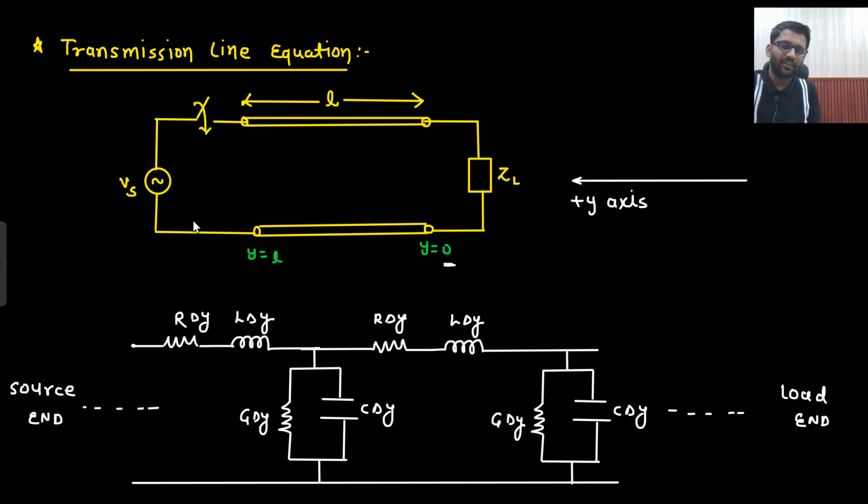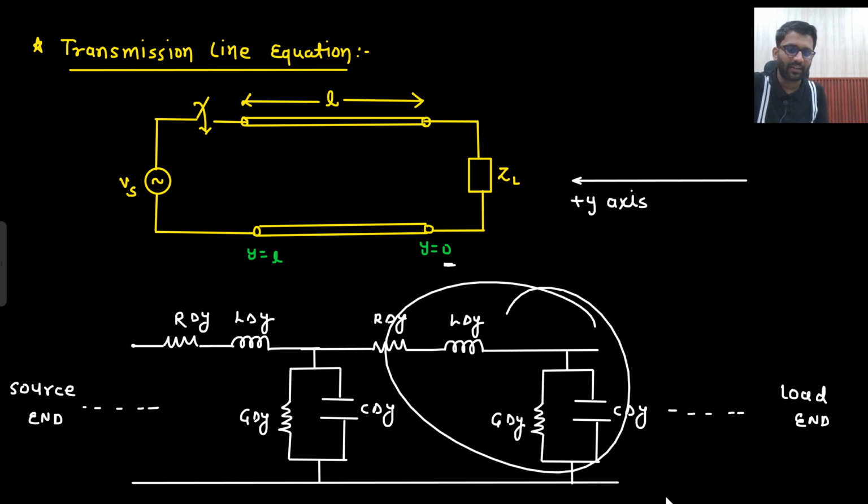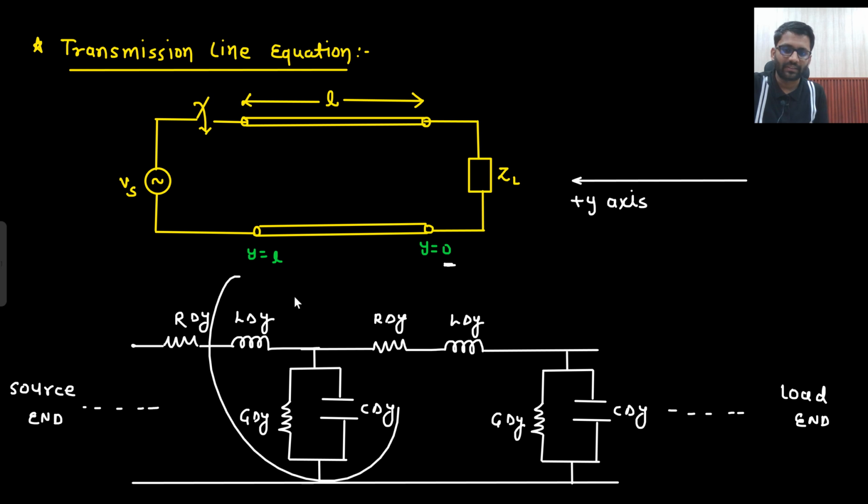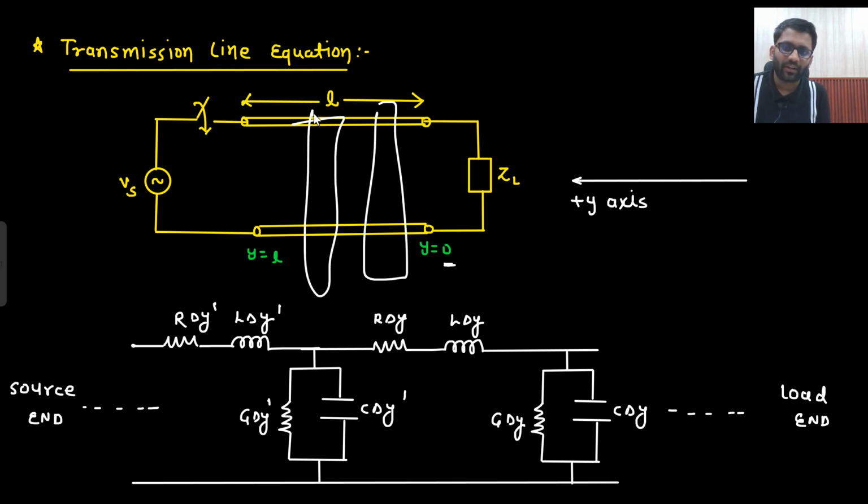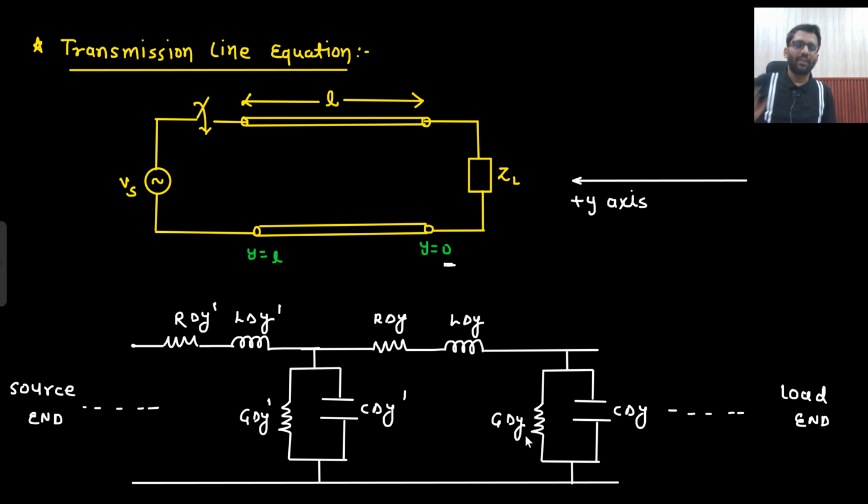This is my source end. I am not making the complete transmission line, only some of the portion I am making. I just took this small portion and I made this circuit. Then I took this small portion, then I made this circuit. If I am calling this delta y, then I should have called this delta y dash, because here I am taking delta y portion, here I would have taken delta y dash portion. And this is your source and this is your load end.